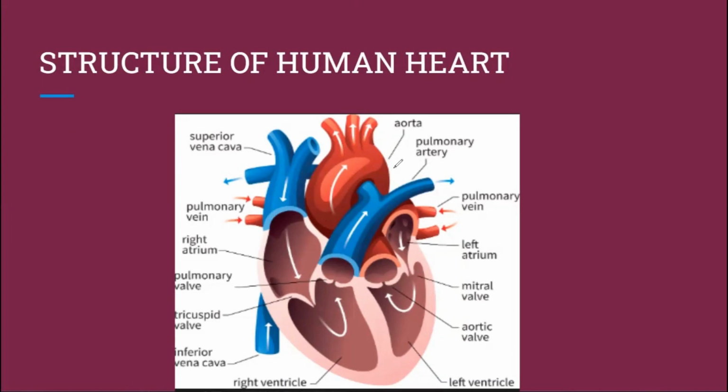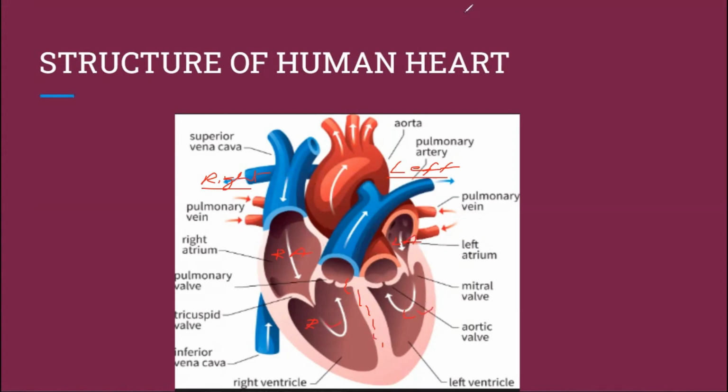Our right side is the left part of the heart, and our left side is the right part of the heart. Right in the middle of the heart, there is a muscular wall called the septum. Because of this septum, the heart is divided into left and right parts. The upper two chambers are called atria, right atrium and left atrium, and the lower two are called ventricles, right ventricle and left ventricle.